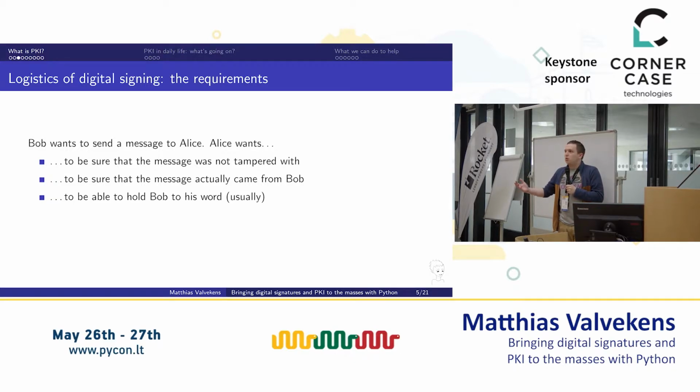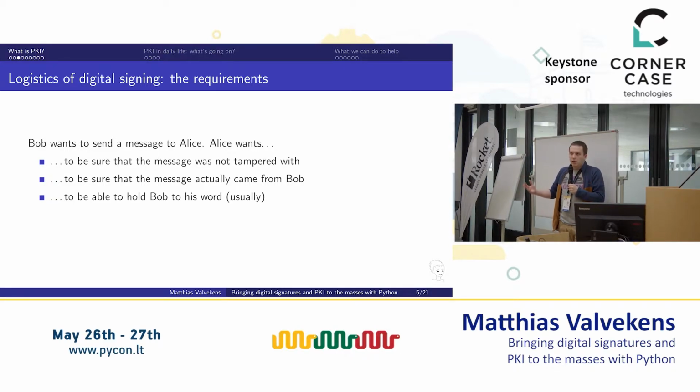That's an authenticity requirement. And then usually, she also wants to be able to hold Bob to his word. That's a fuzzy one. What that boils down to is being able to prove to a third party, say for example a judge, that Bob actually sent that message. And there is a very interesting world of deniable signatures that don't have this property, but in the scenarios we care about in real life, this is something you want.